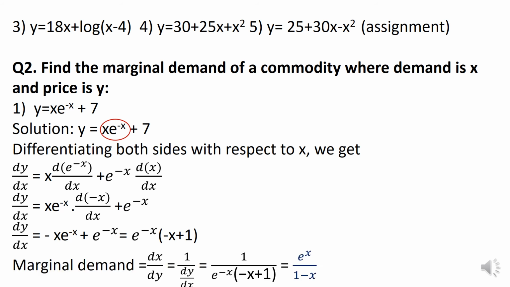So thus marginal demand is a reciprocal of dy by dx over here. So we find dx upon dy by doing 1 upon dy by dx, that is taking the reciprocal of our answer for dy by dx. Thus we get 1 upon e raised to minus x into minus x plus 1. Now e raised to minus x can be written in the numerator as e raised to x. So we get e raised to x upon 1 minus x as the answer for marginal demand.